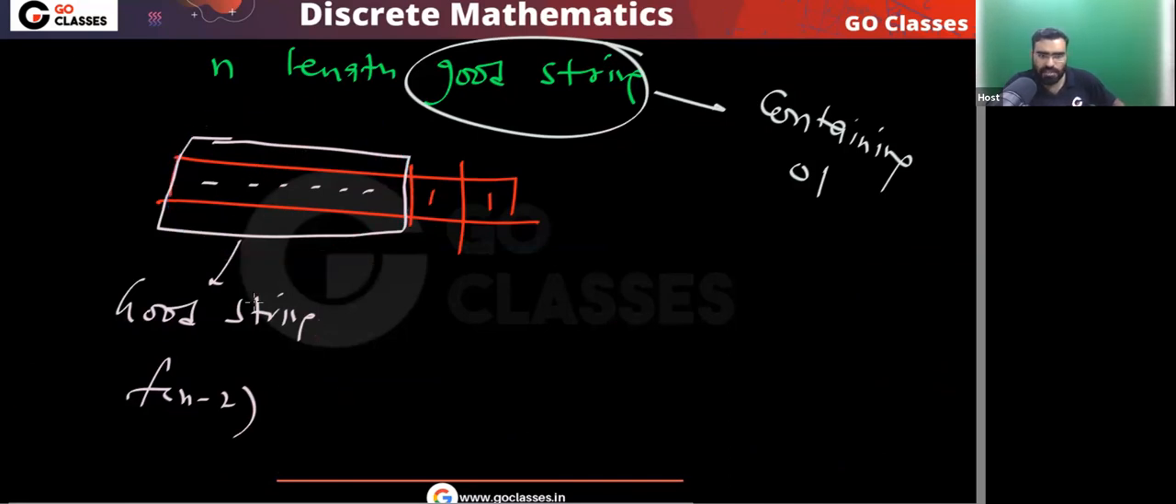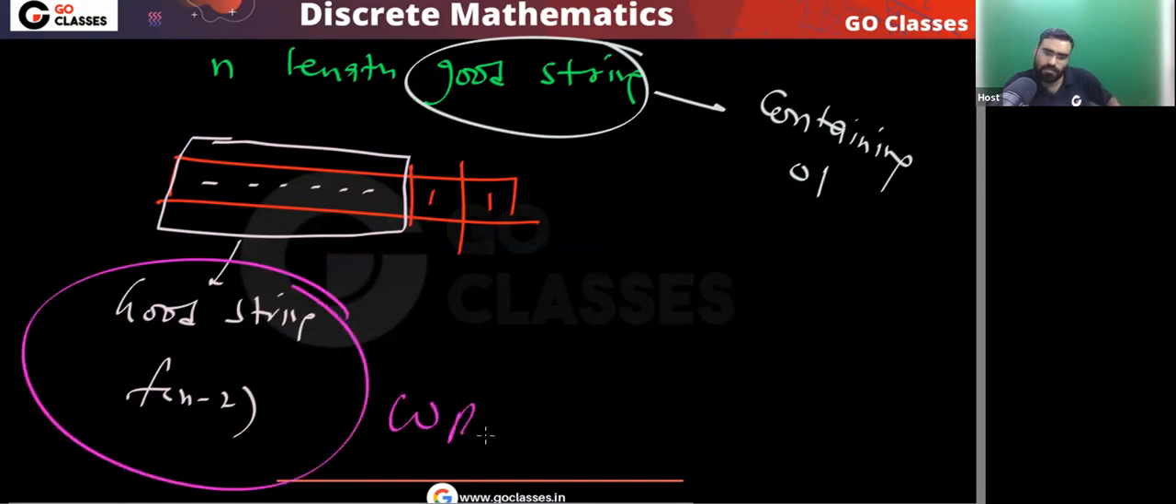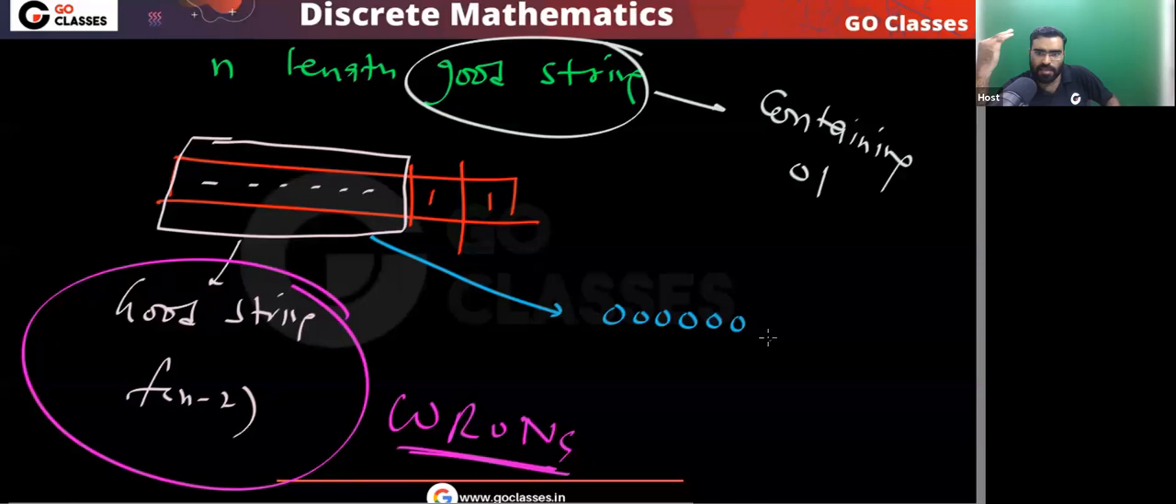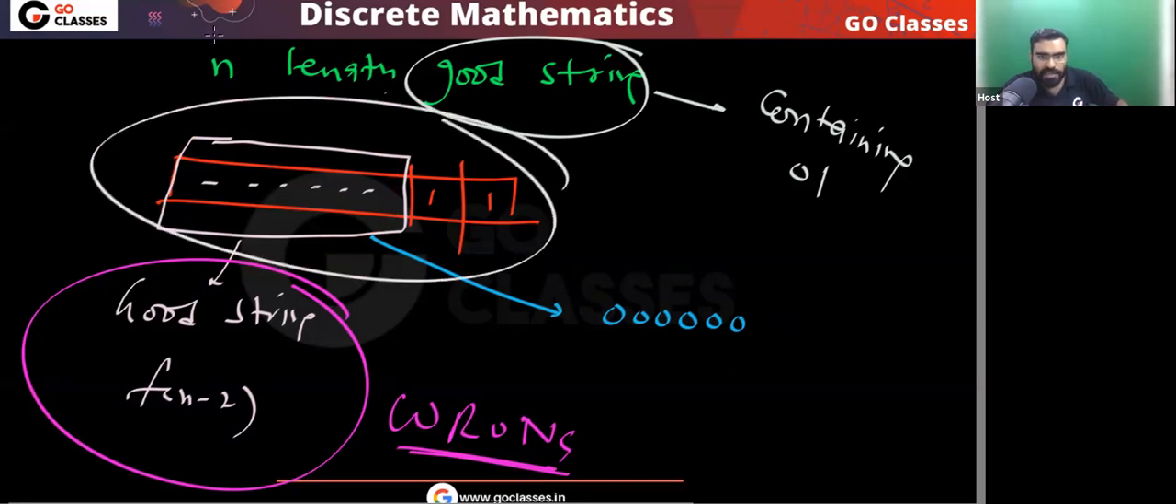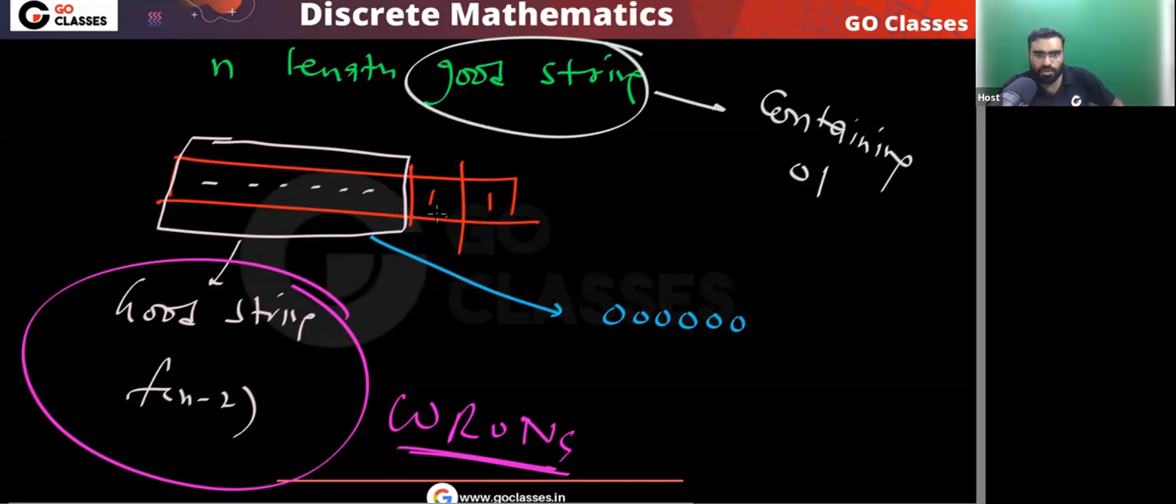This is wrong. Why is this wrong? The focus, why is this wrong? This is wrong because if I have here something like this, and you are ending with 1, 1, okay, is it a good string? Just focus on this area. Is this a good string? No, this is not a good string, but overall am I getting a good string or not?